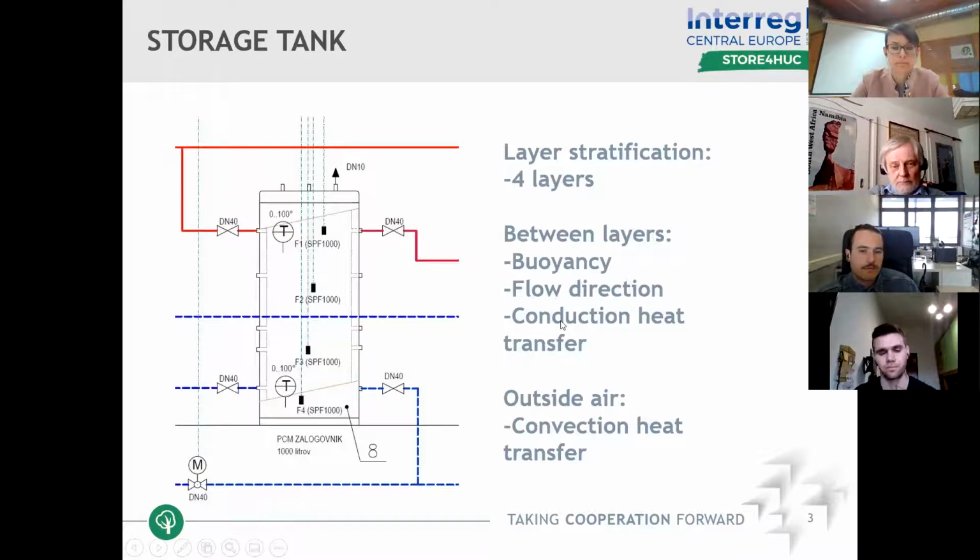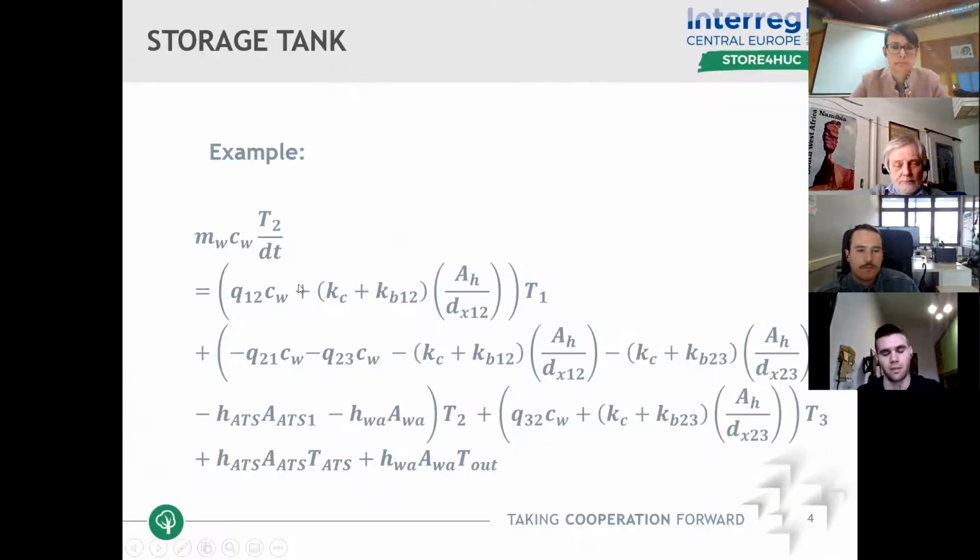and convection. I will show you the equation for water in the layer number 2. For example, this is the equation. So the temperature of water in layer number 2, its differential depends on its own temperature, also on the temperatures of neighbor layers, T1 and here's T3, and it also depends on temperature of outside air and the temperature of the phase change material.